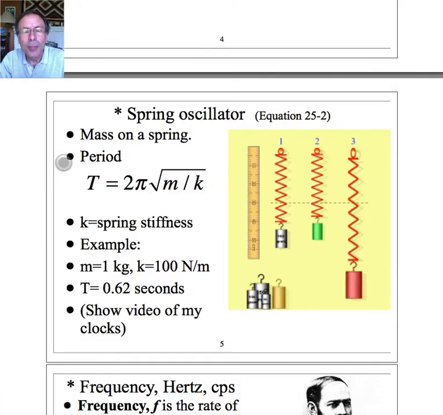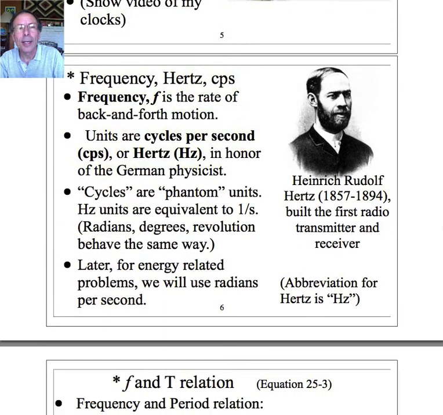So far, we've been talking about the period of our oscillators. But there's another way of looking at the timing of oscillators, and that is in terms of frequency. Frequency, which gets the symbol f, is the rate at which your oscillator is going back and forth. The units of frequency are cycles per second. So a cycle is the act of going back and forth and back to where you started from. That's a full cycle. So frequency is in cycles per second.